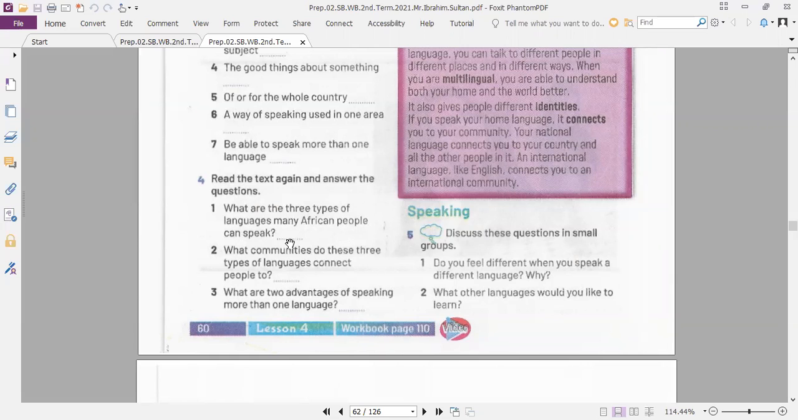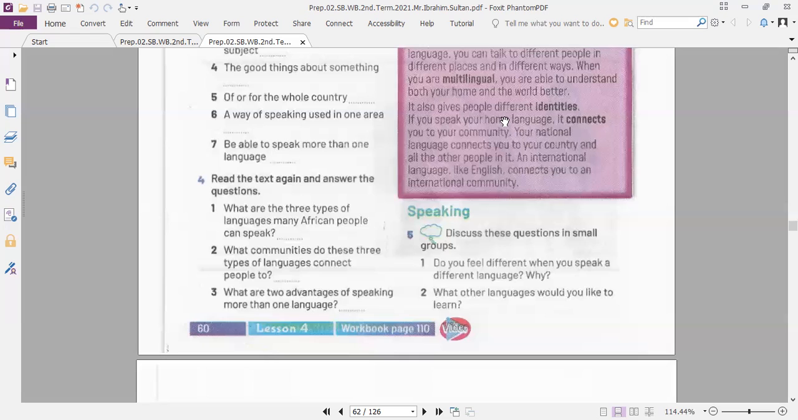Okay. Number 2, what communities do these 3 types of language connect people to? International community, very good. A national community, and the home community. Very good. They connect people to their own community and to the international community.